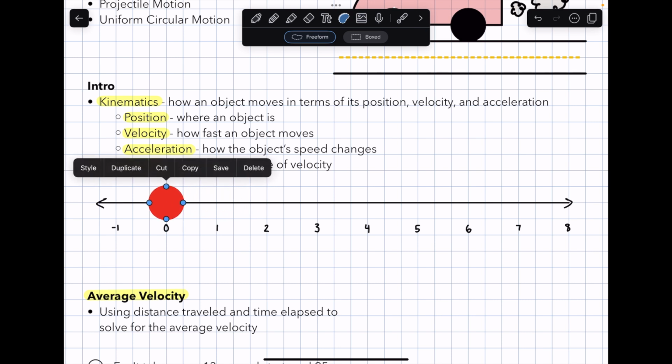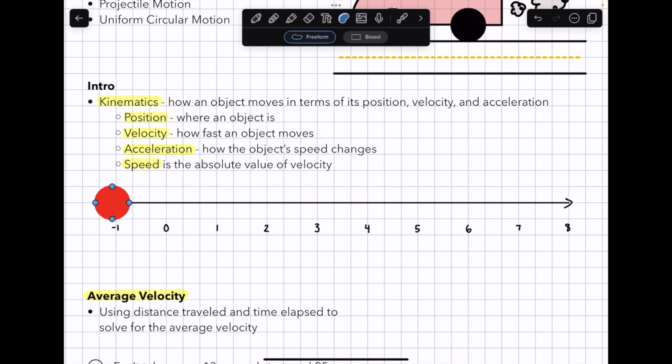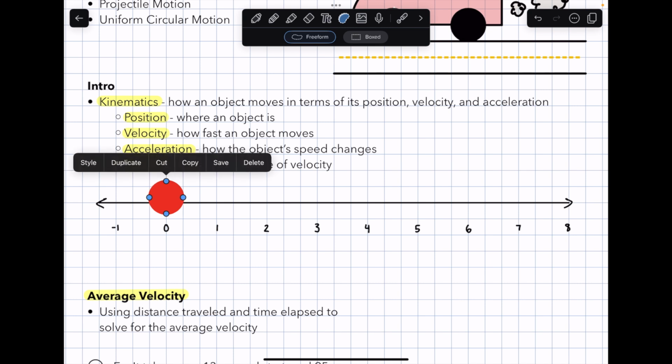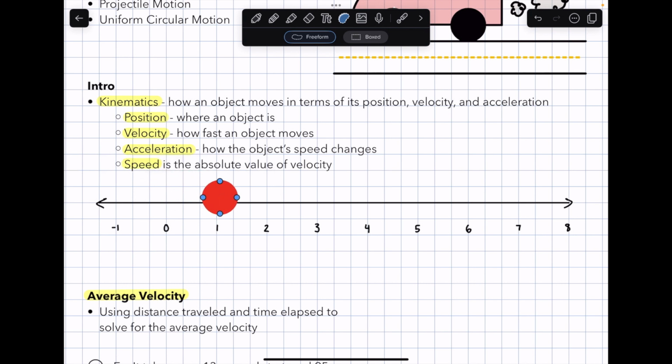Now, the same thing works if the object is moving up and down. So if the circle was moving up, its velocity would be positive, and if it was going down, it would be negative. So what's acceleration? Well, acceleration is how fast this object's speed is changing. So the way this works is, let's say our object is at 0, and then in the first second, it moves one spot. But in the second second, it moves 2. And in the third second, it moves 3, and so on and so forth.